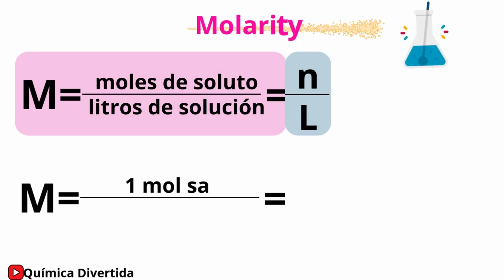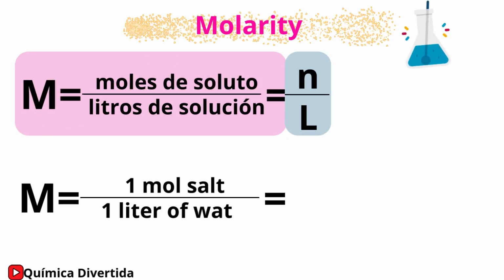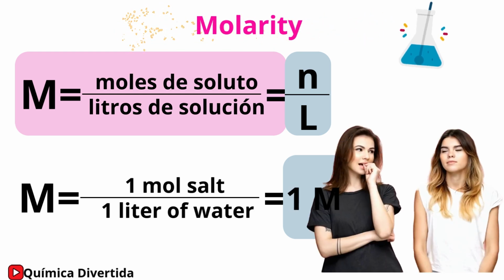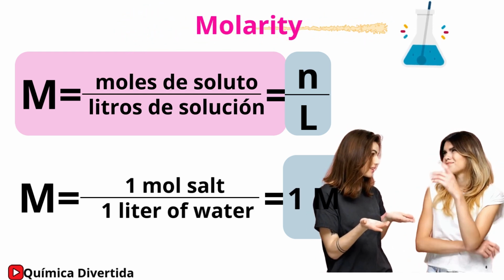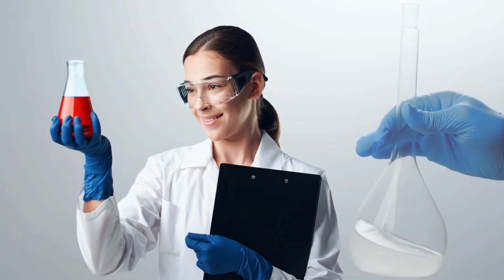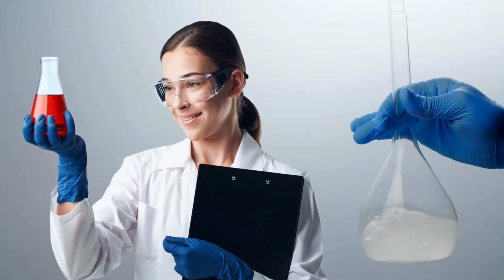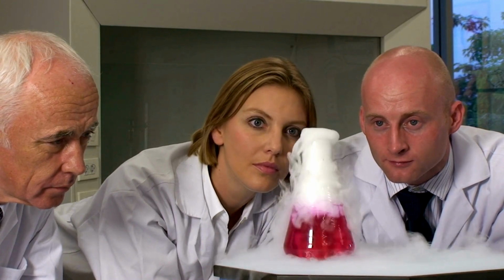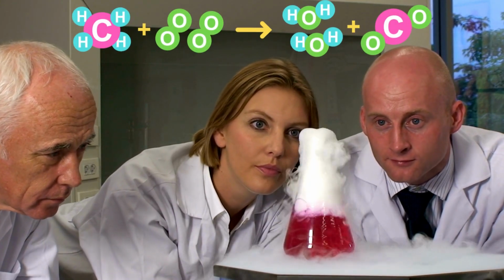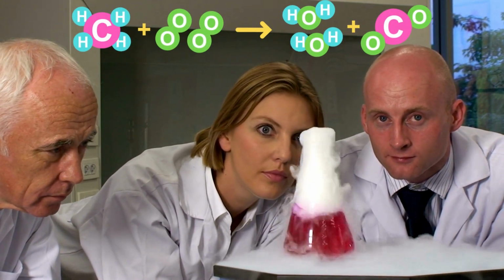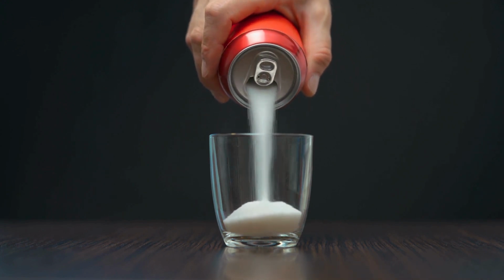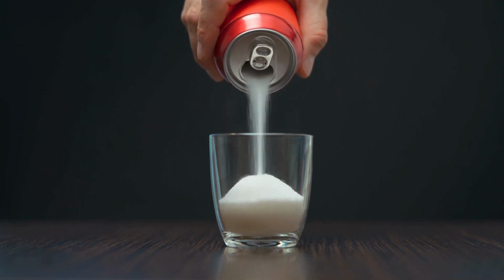For example, if you dissolve 1 mole of salt in 1 liter of water, you have a solution with a molarity of 1 M. Why does molarity matter? Because we use it for everything in chemistry. In laboratories, to prepare precise solutions. In chemical reactions, to determine how many molecules are reacting. In daily life, for example, when analyzing the sugar concentration in a soda or the salt concentration in seawater.